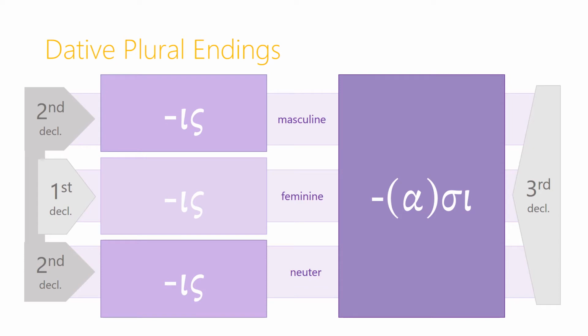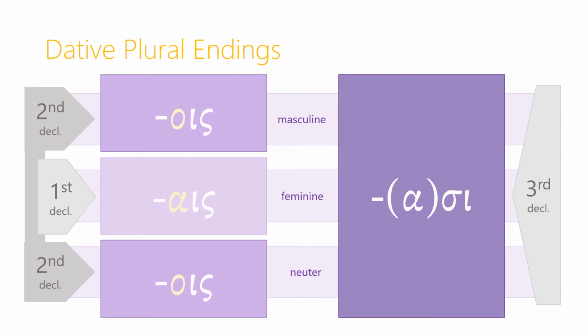The dative plural endings across the board involve a sigma and an iota. In the second and first declension, the dative plural ending is iota sigma. In the third declension, you just reverse those two letters, and the ending is a sigma iota, sometimes preceded by an extra connecting vowel, which is unusual for third declension endings. In this case, often an alpha.